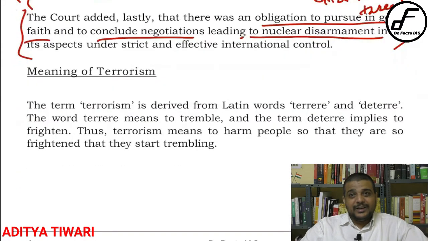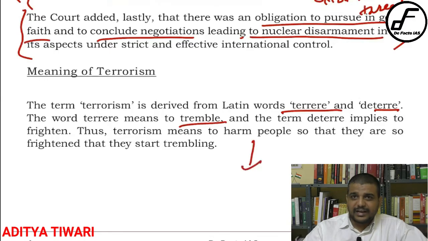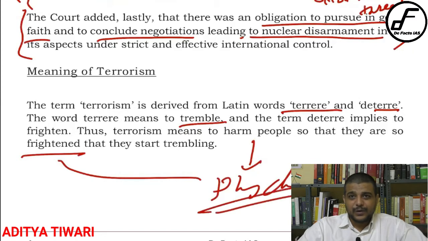Similarly, when I talked about the meaning of terrorism, this word has to be understood. Terror, see, terrorism basically means to tremble. So the ultimate object of terrorism is not only to harm people but also to frighten them. It means terrorism has a psychological component in it. So the purpose is to frighten people. डराना है उन्हें, ठीक है. The purpose is to frighten people. So that is the purpose of terrorism.